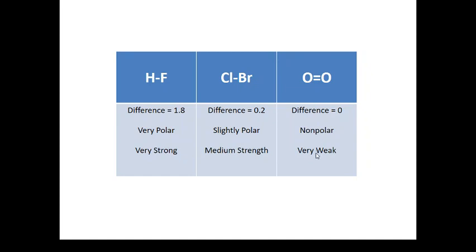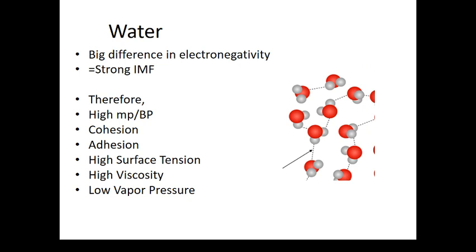So when we look at just water, we know that there's a big difference in electronegativity. That big difference in electronegativity results in very strong IMFs, or intermolecular forces. As a result, we know that there's a high melting point, a higher boiling point. There's cohesion within the water, adhesion, so the ability to join together or join with something else, a high surface tension, high viscosity, and a very low vapor pressure.